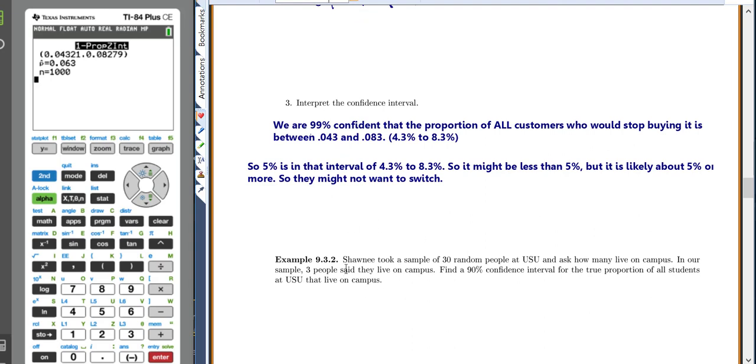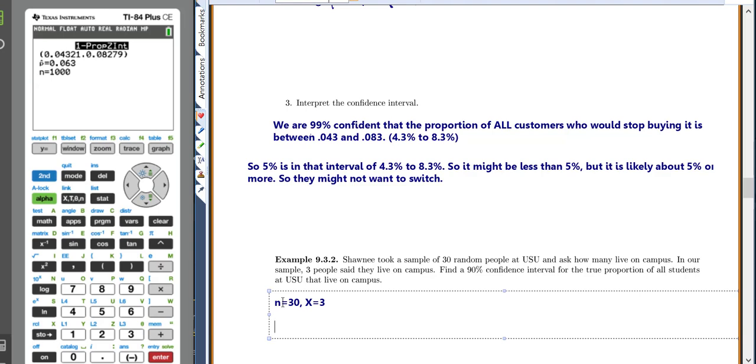Now for another example here. Shawnee took a sample of 30 random people at USU and asked how many live on campus. In our sample, 30% said they live on campus. Find a 90% confidence interval for the true proportion of all students at USU that live on campus. Okay, so first check your conditions. Let's write down what they tell us very first: n equals 30 and x equals 3.